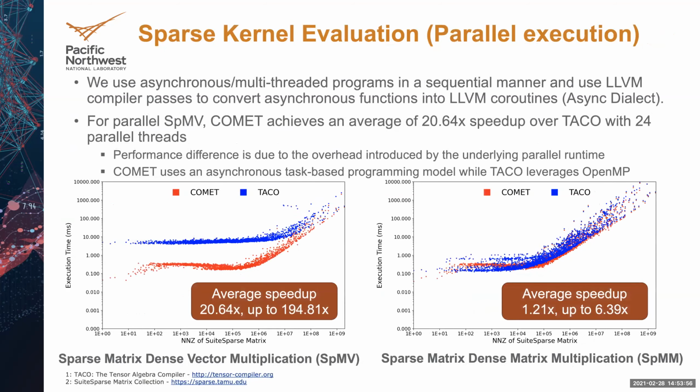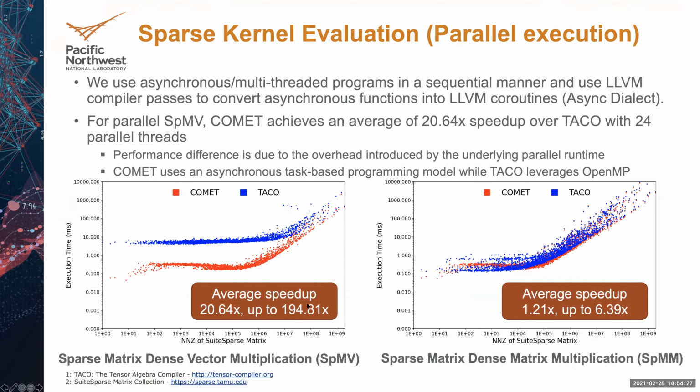For the parallel execution, we lower our code to the async dialect in MLIR and compare the performance against TACO using 24 parallel threads. Here we can see a very interesting part, especially for SpMV: there are some cases where the COMET compiler performs over 190x speedup as compared to TACO.